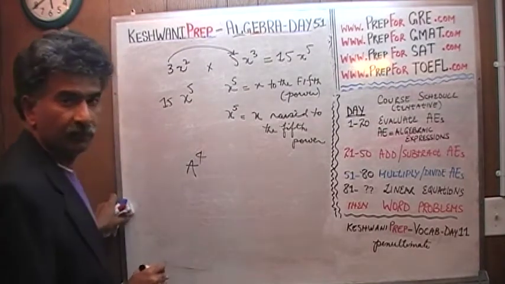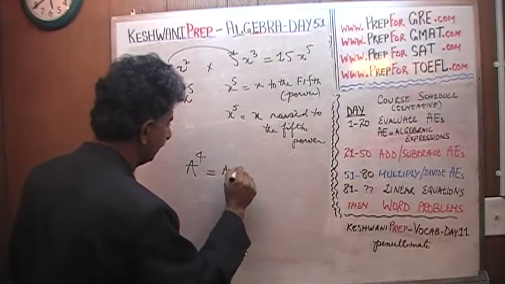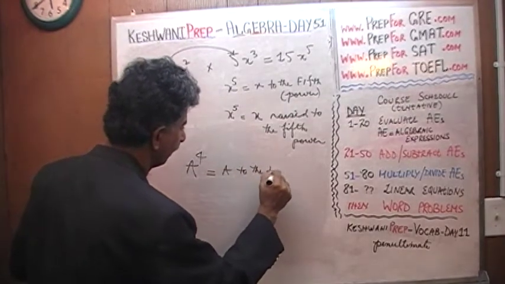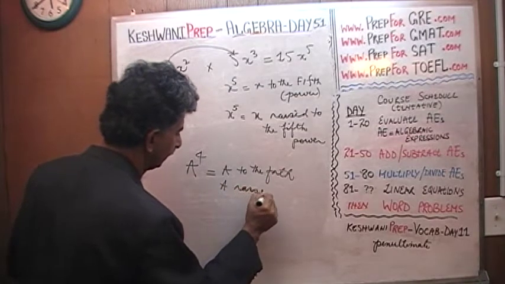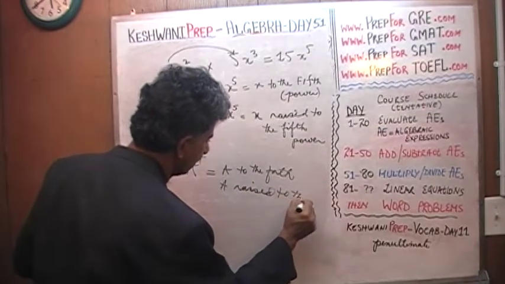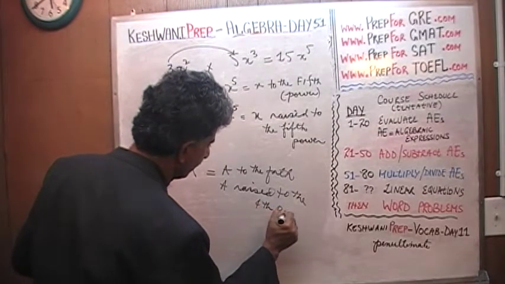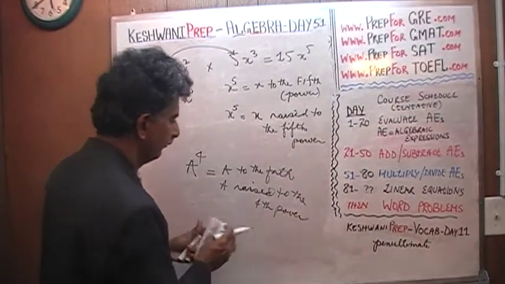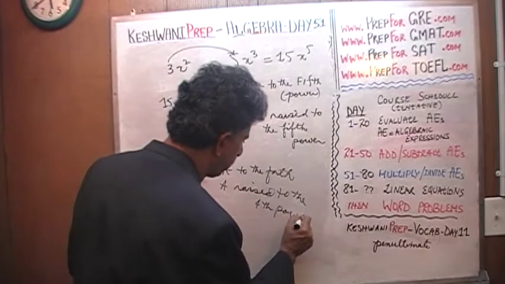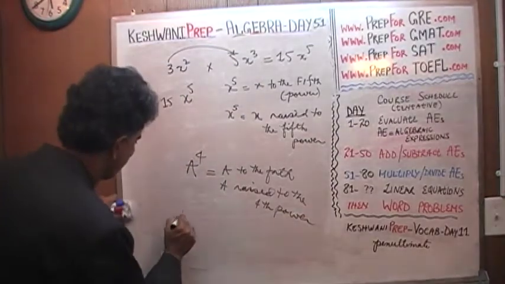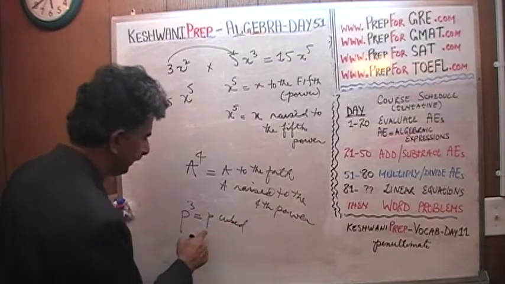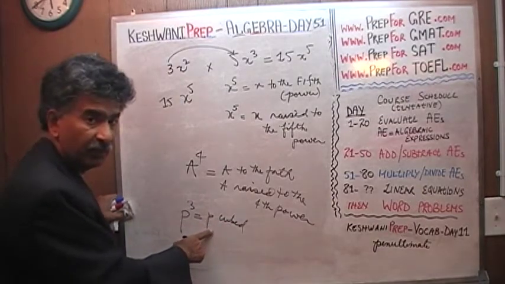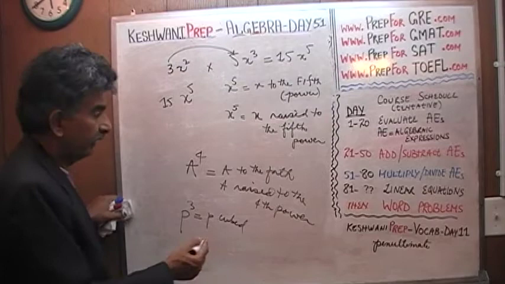A to the fourth, or A raised to the fourth power. There's another one. This thing can be raised as p cubed. P cubed, p raised to the third power, or p to the third, same thing.